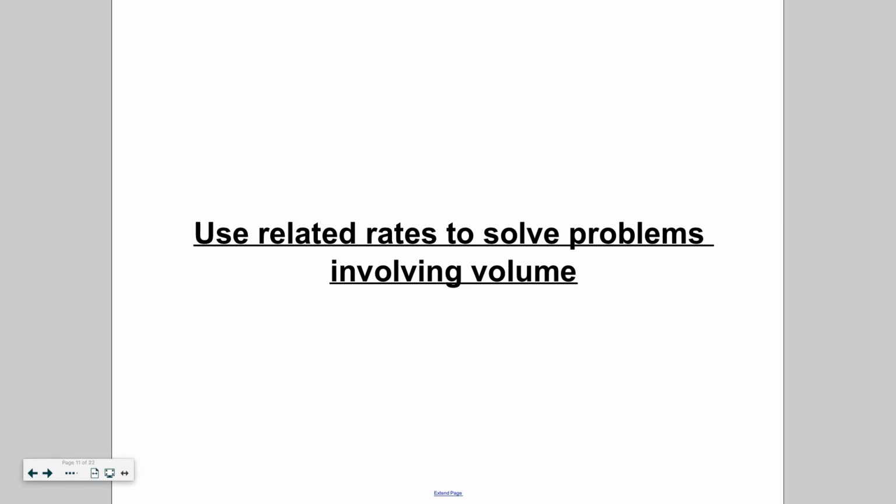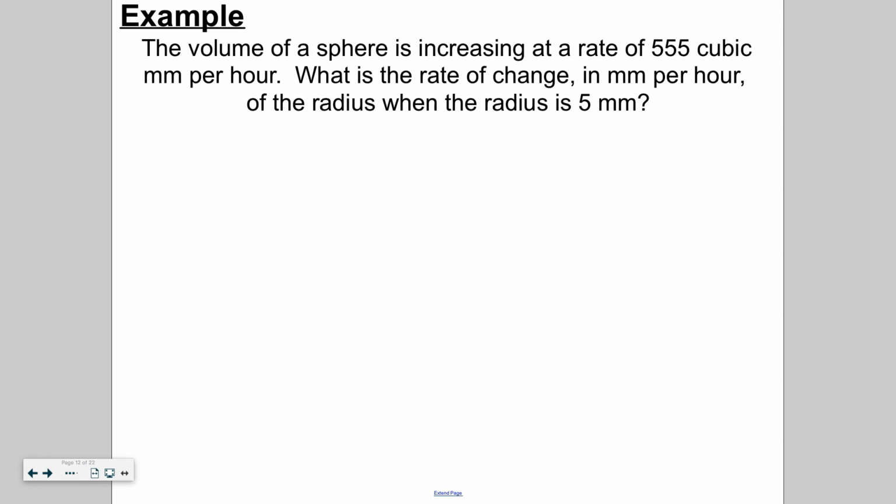All right, now we're going to look at using related rates to solve problems involving volume. The last four examples we looked at were area. Now we're jumping into volume. The volume of a sphere is increasing at a rate of 550 cubic millimeters per hour. What is the rate of change in millimeters per hour of the radius when the radius is 5 millimeters?